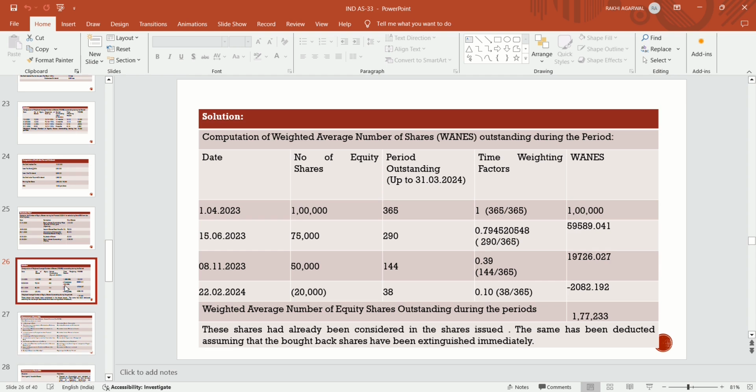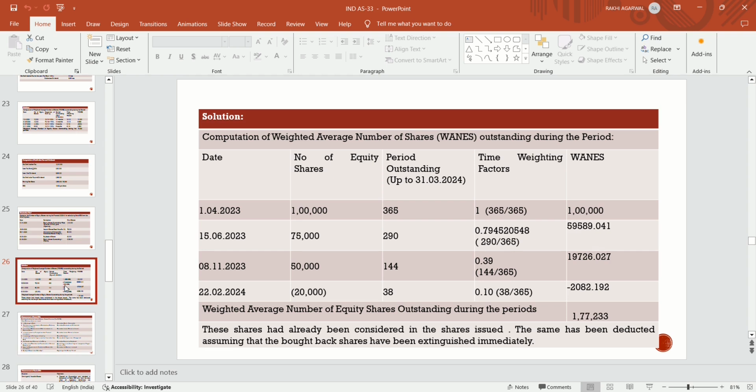Weighted average number of equity shares outstanding during the period is 1 lakh plus 59,589.041 plus 19,726.027 minus 2,082.192. So it becomes 1,77,233.